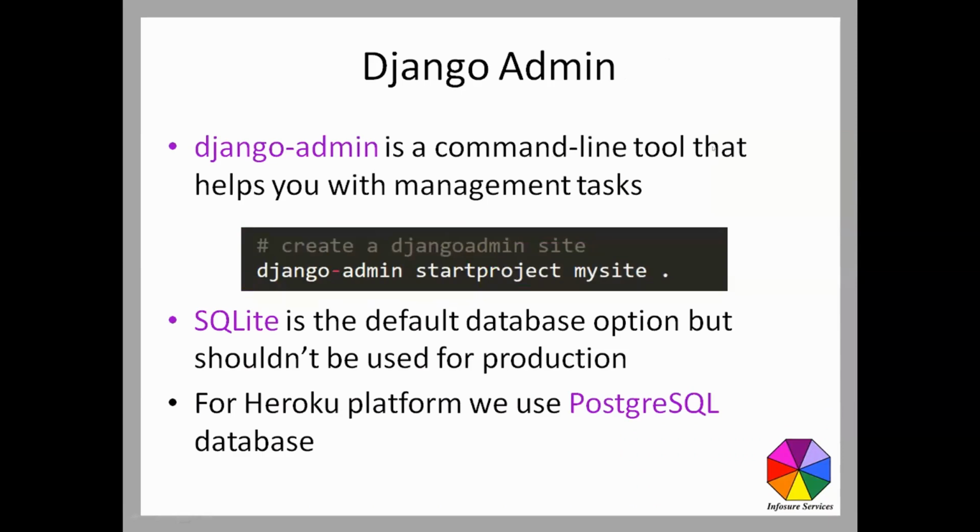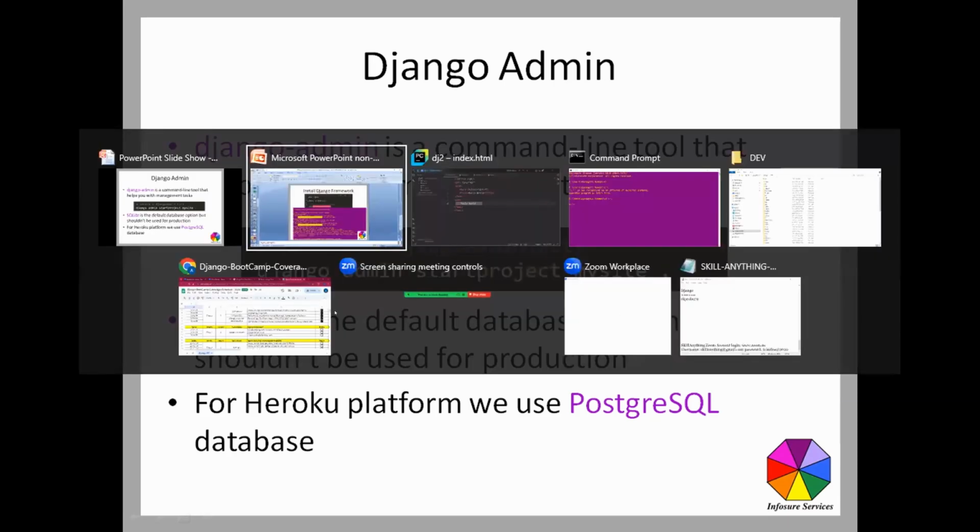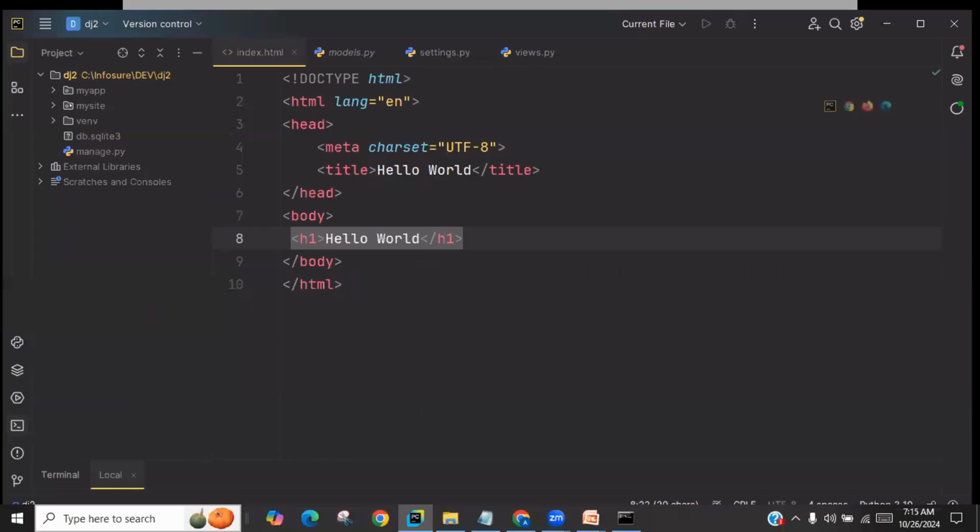django-admin is a command line tool that helps you to manage tasks. So startproject mysite, and my site will just get installed like a project only. That's going to contain what we saw, this one, my site.